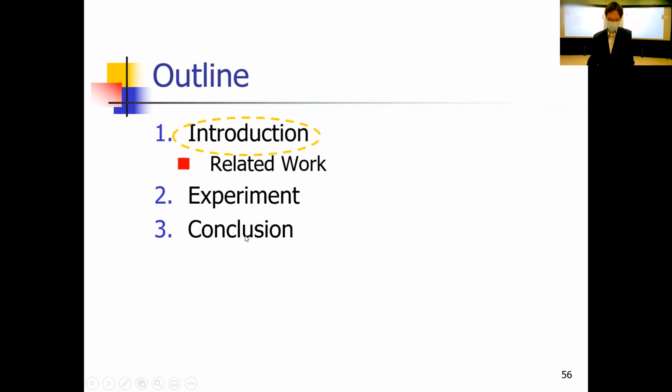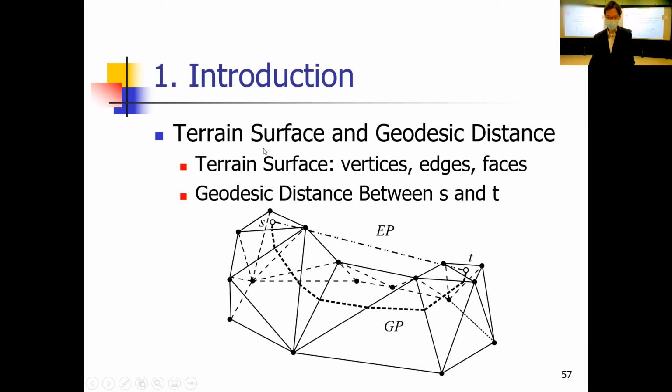Let's see the introduction. Similarly, we also have the terrain surface and geodesic distance. Similarly, it is also many triangles. You can see that we have the source and the destination, and then this is the surface path, the dotted line is the surface path. This is the geodesic path, and you can see that this is the direct one, like the green color one we mentioned before, the Euclidean path.